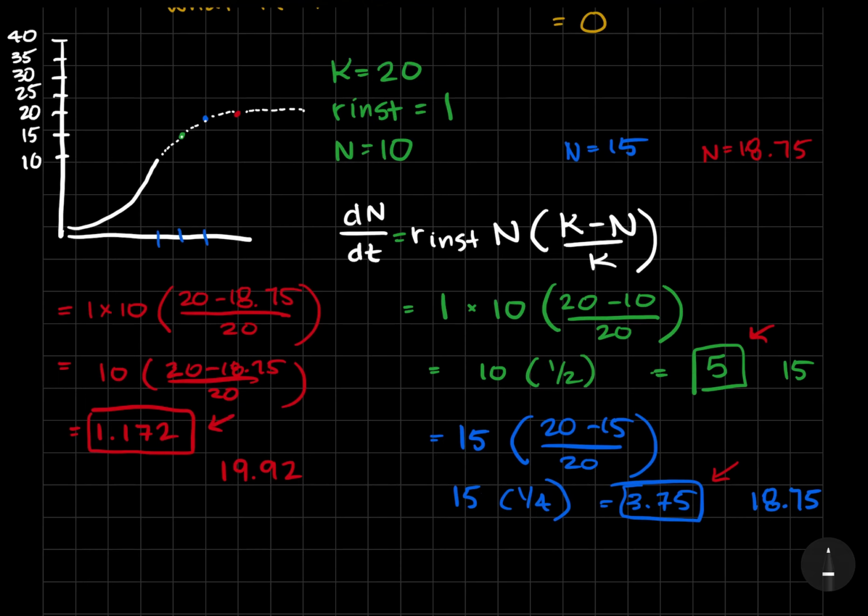Okay, so that is where we get that logarithmic part of this curve, is as we approach carrying capacity, the growth rate, dn over dt, slows down.